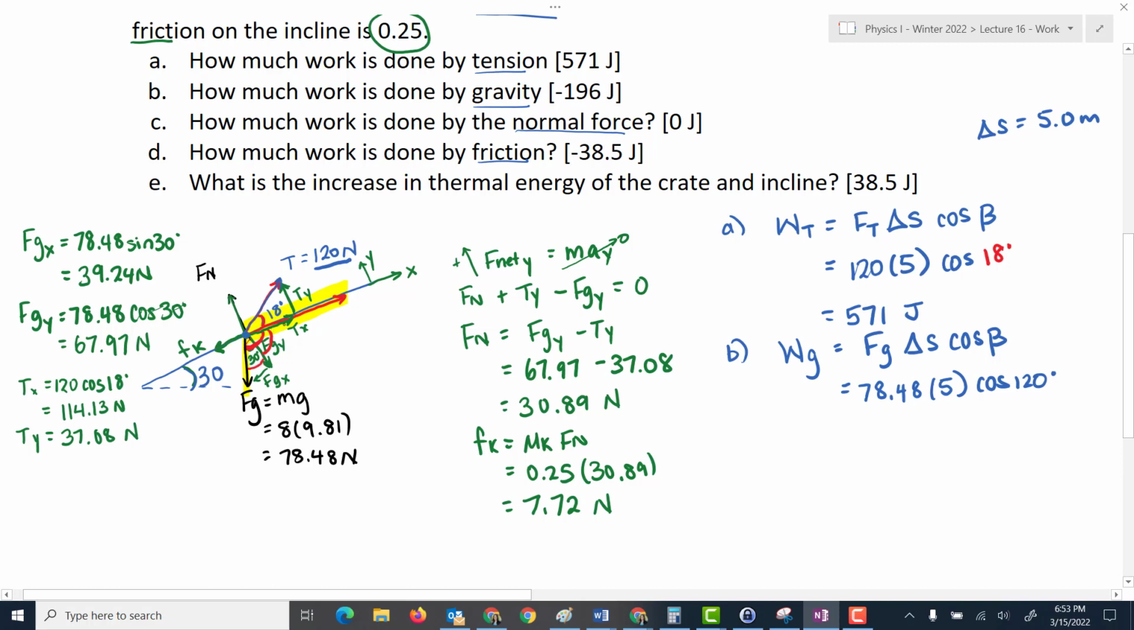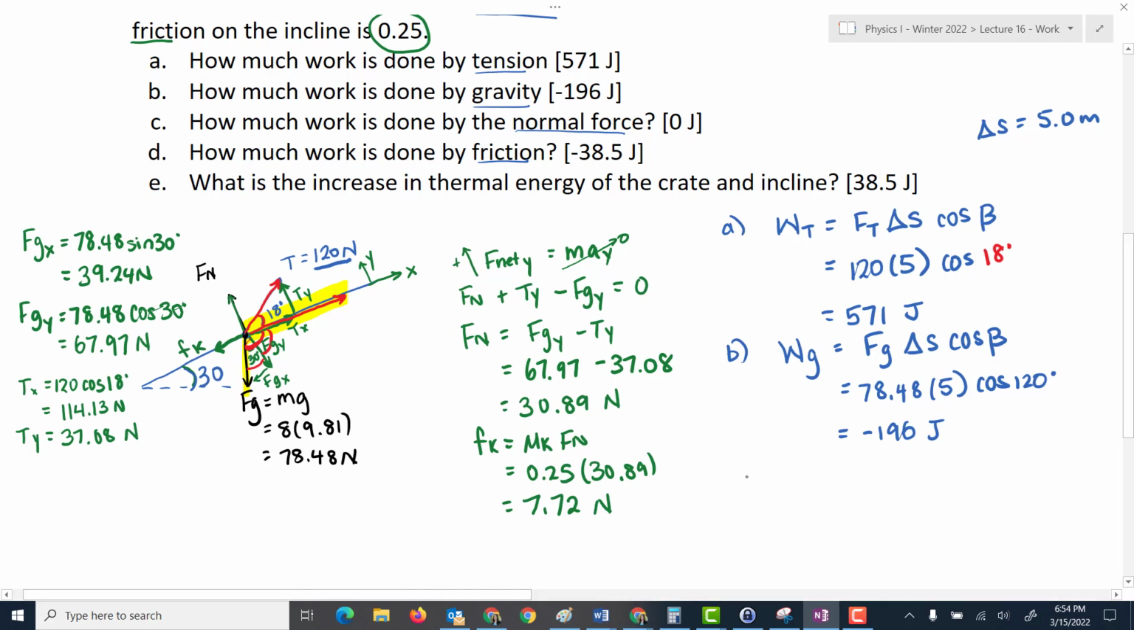Okay, so now I can just type this on my calculator. 78.48 times 5 times cos of 120, and we'll see we get a negative answer, negative 196 joules. So it's negative because the force of gravity is not making it speed up as it moves up the ramp. It's slowing it down, so it's making it harder for it to move up the ramp. Okay, so that's why the work done by gravity is negative in this case.